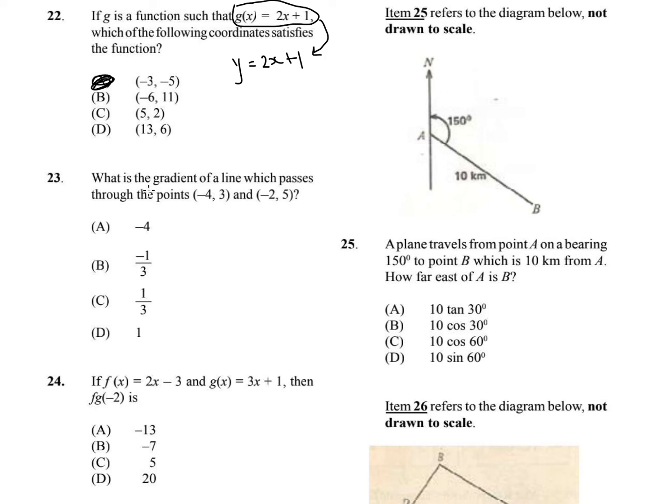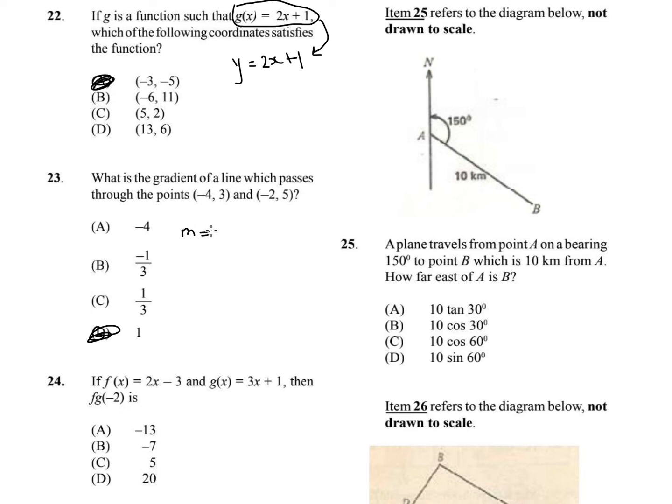Question 23. What is the gradient of a line which passes through the points (-4, 3) and (-2, 5)? Again, just looking at the question here, you can tell the answer is D, because we're talking about gradient.